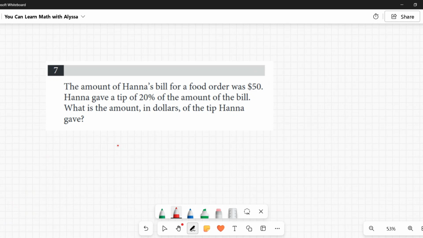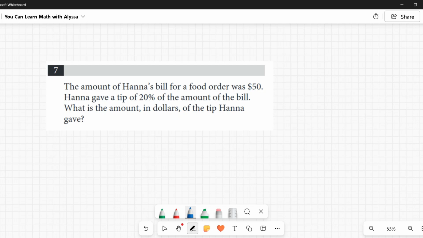Number 7. The amount of Hannah's bill for a food order was $50. Hannah gave a tip of 20% of the amount of the bill. What is the amount in dollars of the tip Hannah gave? When we're saying what is the percent of a quantity, we just need to multiply. That's it. Anytime we're talking about percents, there's more than one way to do it.